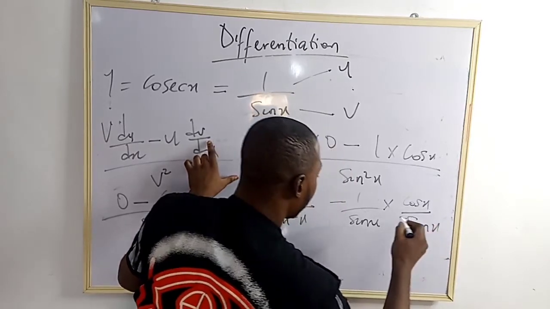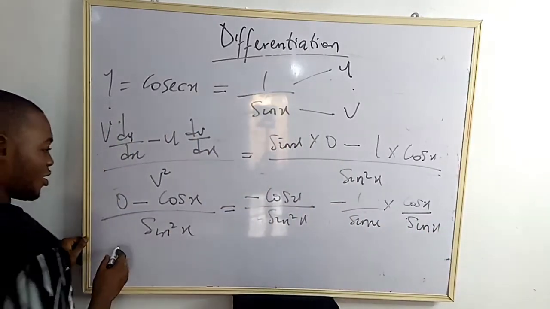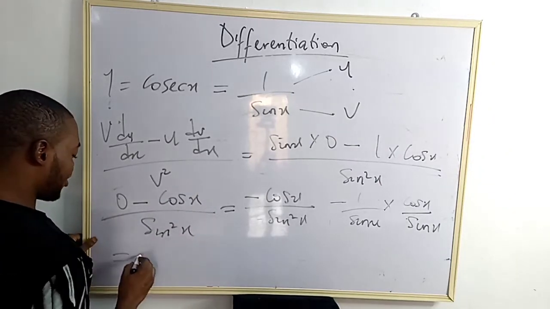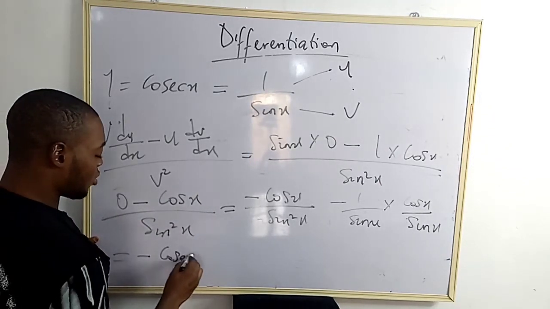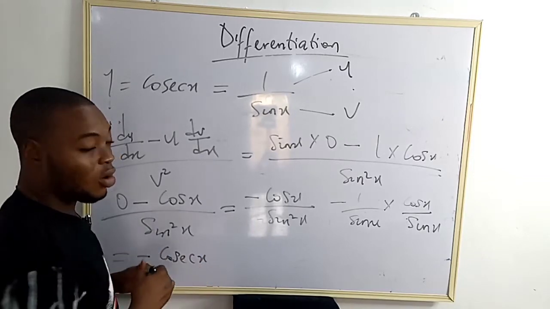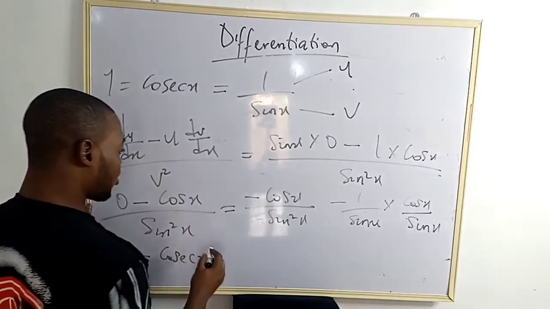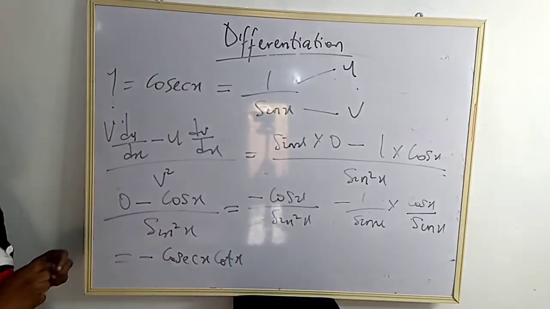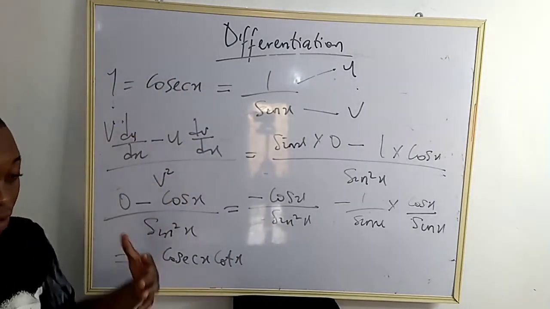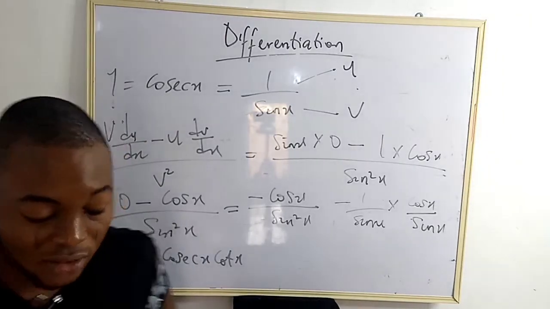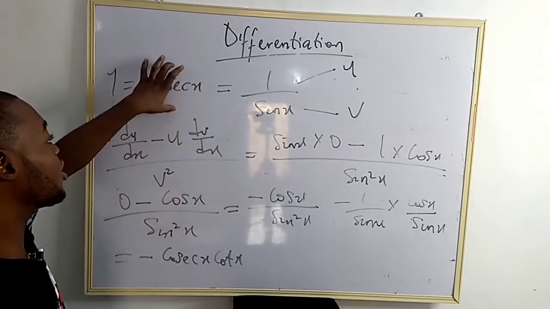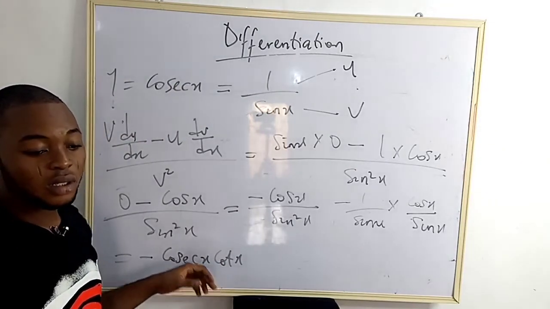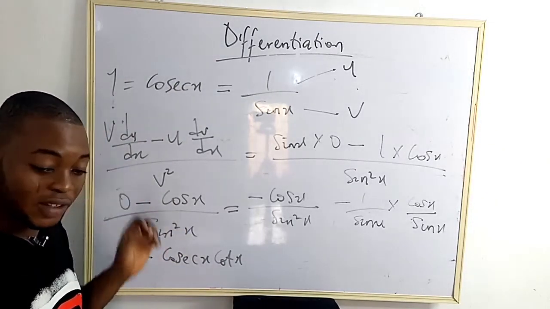Cos x over sine x. So then remember that 1 over sine x is equal to what? Cosec x. So we have minus cosec x, cos x over sine x, that's cot x. So cot is like the opposite of tan. So tan x is sine x over cos x, and cot x is cos x over sine x. So that means the derivative of cosec x is minus cosec x cot x.